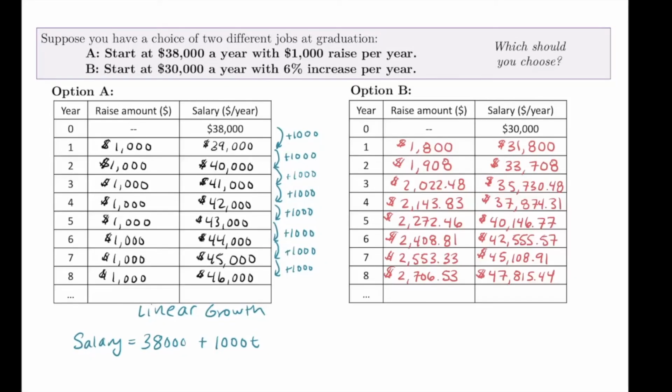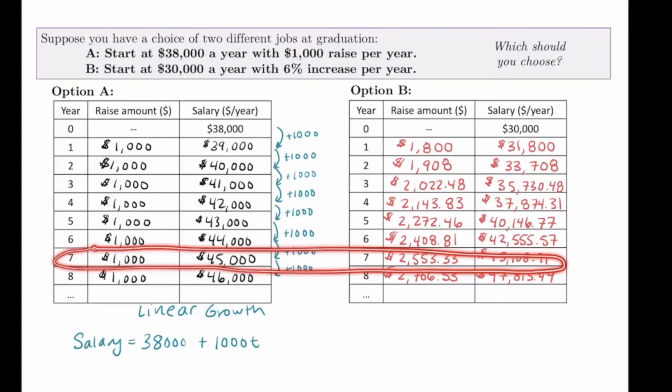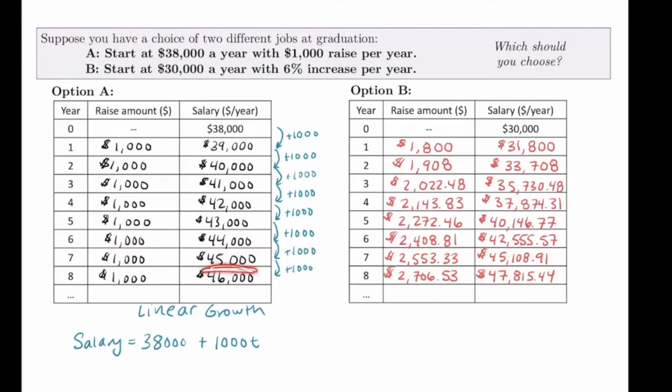All right, so at the end of 8 years of sticking it out through this job, you can compare our different salaries here from the linear amount. We can see that around year 7, it takes 7 years for us to overtake the other salary. And then this will continue to increase even more rapidly than the linear growth from option A if you stick around for a long time.